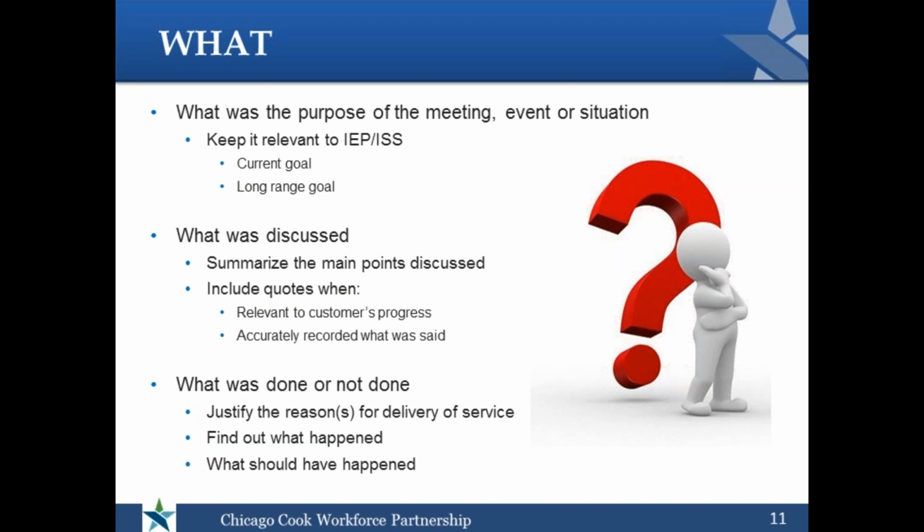So sometimes the customer might tell you, oh, I was very excited that I got a job. Go ahead and put that. The customer emphasized that they were very excited. It's something that they said to you. Also, what was done or not done. Justify the reasons for the delivery of the service. Find out what happened and what should have happened. So sometimes, again, the example is the email. I sent out an email, but they didn't respond. But this is how I'm going to go ahead and attempt again on so-and-so date, and the way that you're going to contact them.